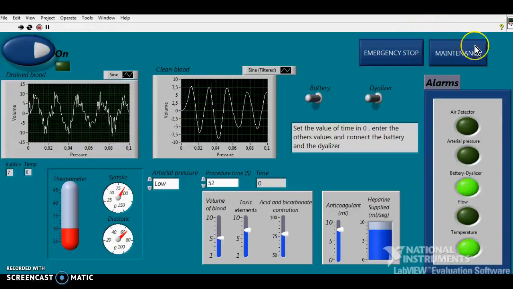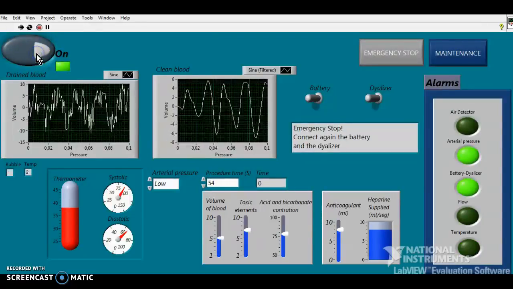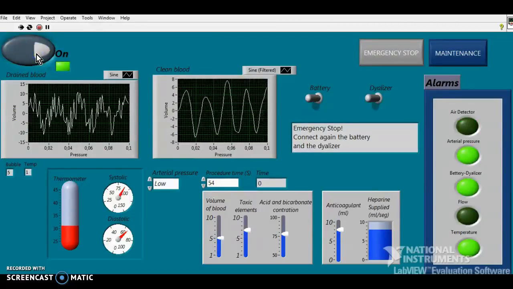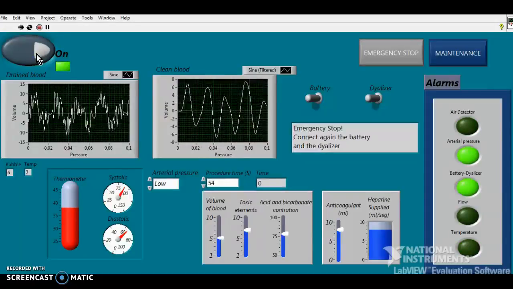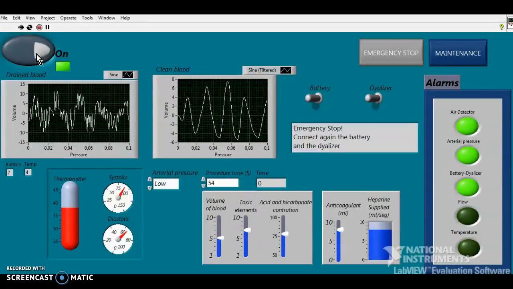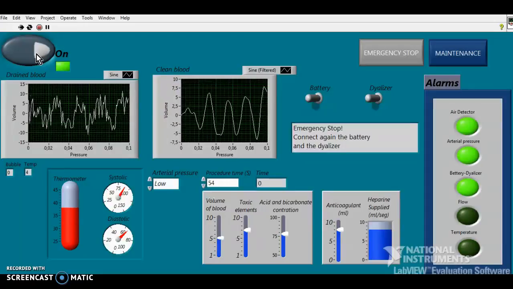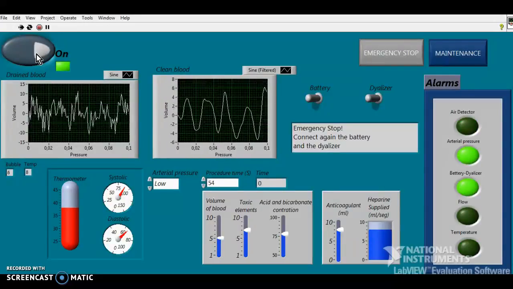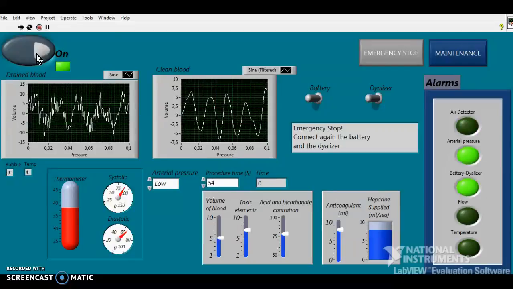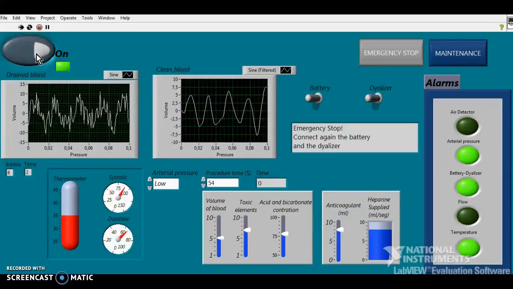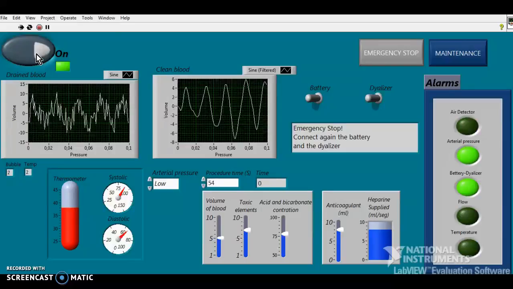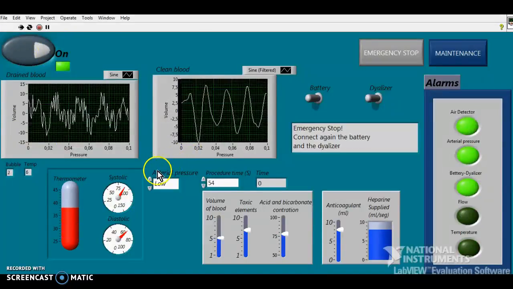Okay, in this part we have the alarms. The first alarm is the air detector or bubble. The arterial pressure is the second alarm. It is activated when the arterial pressure is not normal.